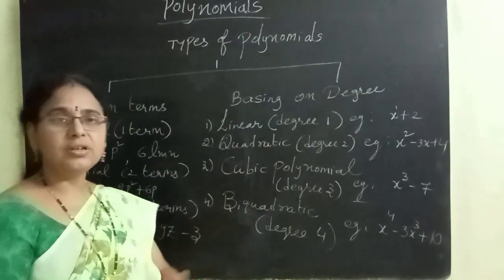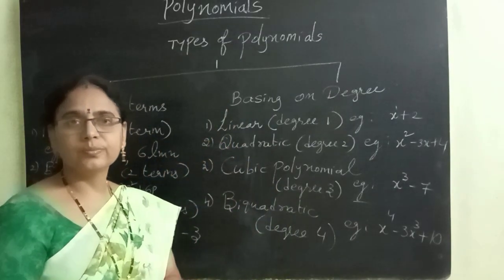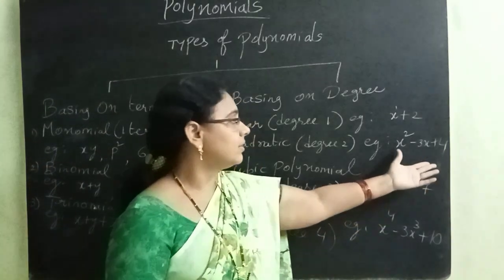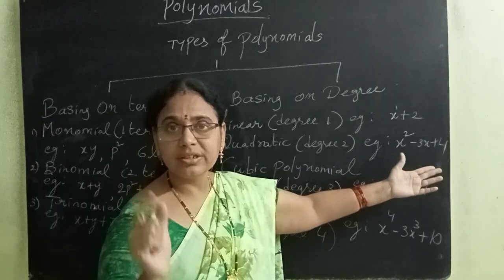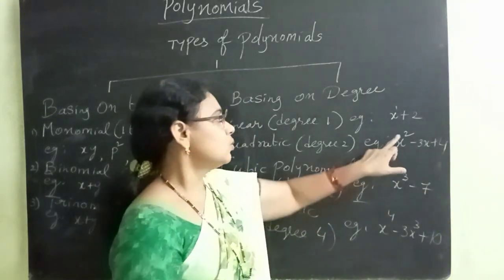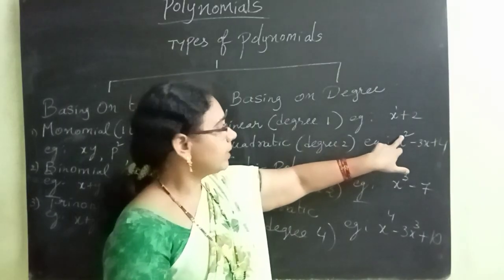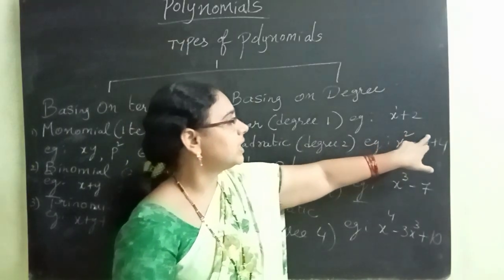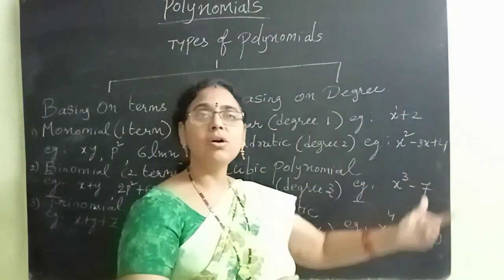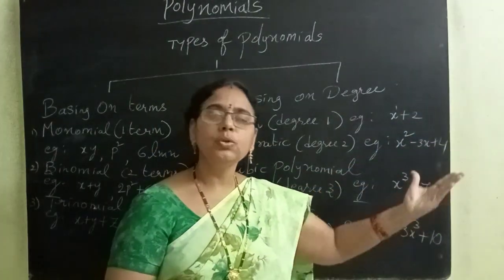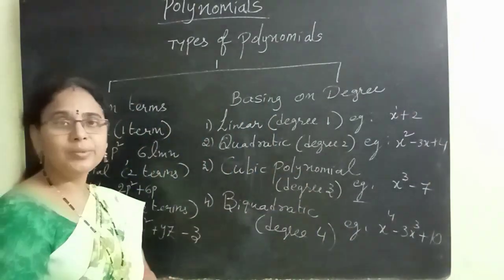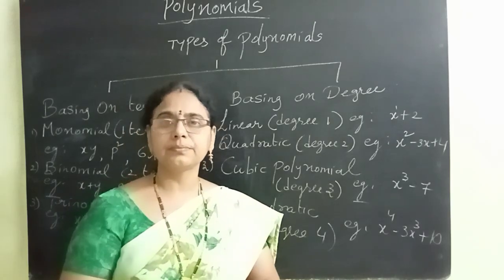Next, quadratic polynomial. If the degree is 2, then we will say that is a quadratic polynomial. Come to here, degree is the highest exponent of the variable, keep that in your mind. So here the highest exponent is 2. Why? Because here the variable exponent is 2, here it's 1. 2, 1, which is greater? 2. So here the degree of this polynomial is 2. So we will call that a quadratic polynomial.